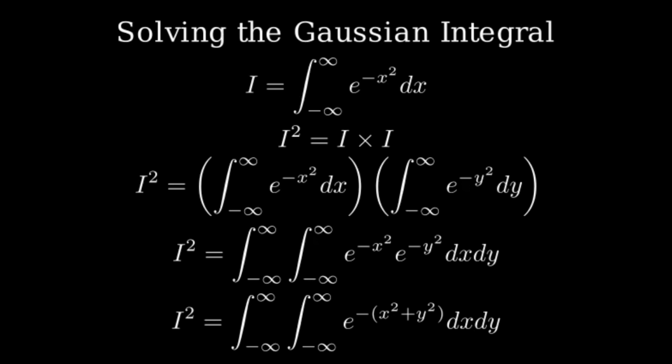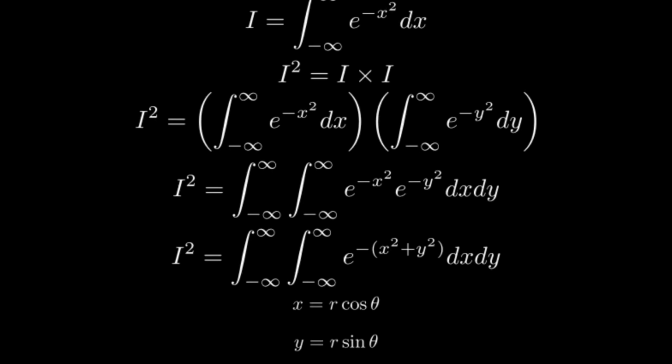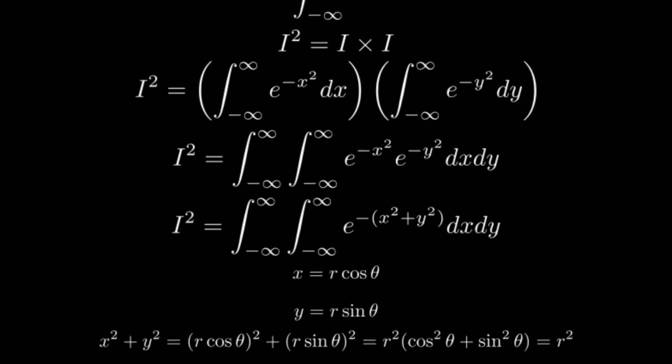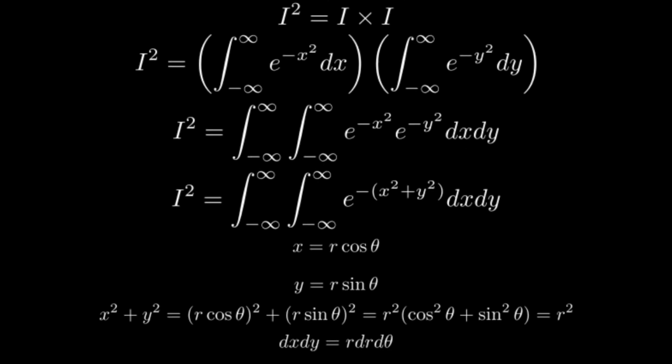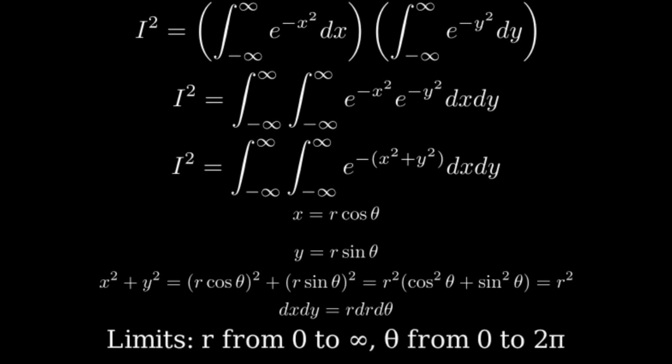This form, x squared plus y squared, suggests a change to polar coordinates. Recall that in polar coordinates, x equals r cosine theta and y equals r sine theta. This means x squared plus y squared simply equals r squared. Also, the area element dx dy transforms to r dr d theta. The limits of integration also change. Since we are integrating over the entire xy plane, r goes from 0 to infinity, and theta goes from 0 to 2 pi. Now, let's substitute these into our expression for I squared.